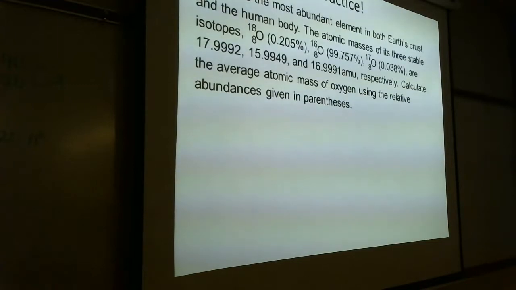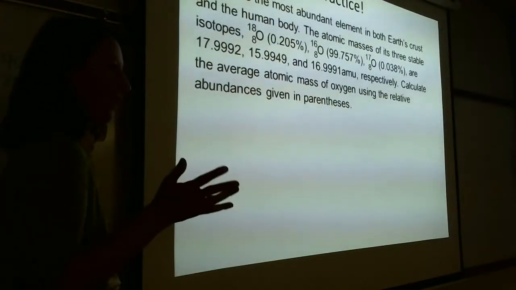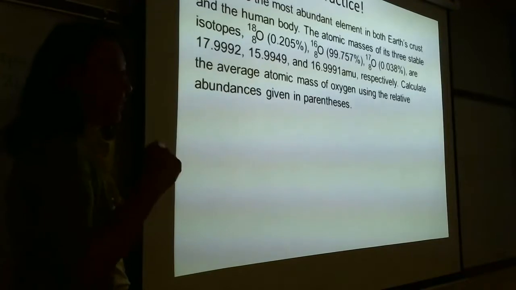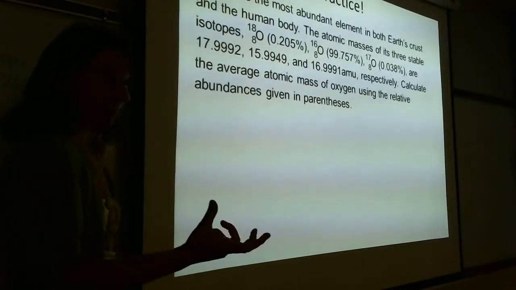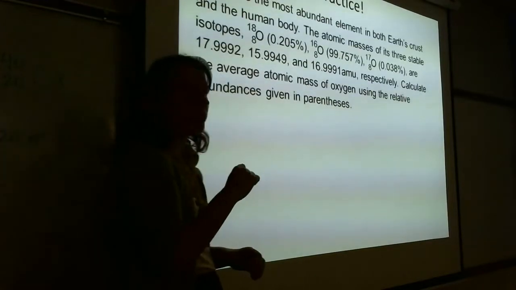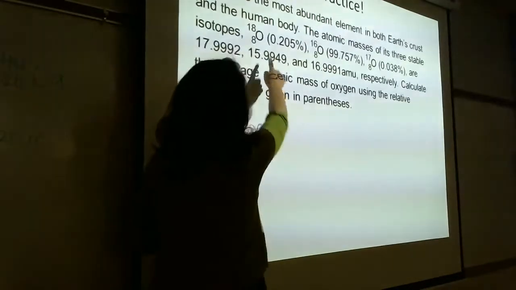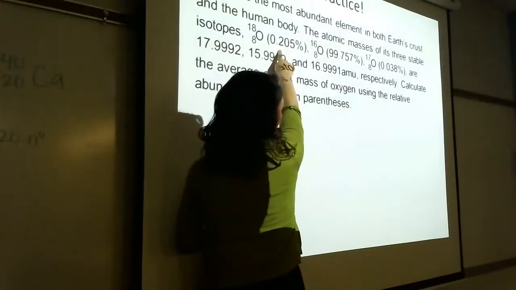So I'll give you two hints here before we go over the answer. Number one, you should know that your answer should match the periodic table, right? So you can look at the periodic table. The mass on the periodic table is 15.9994, I think, right? So your answer should be pretty close to that. Another way you can check yourself, your answer should closely match the most abundant isotope, right? So this isotope accounts for 0.2%.